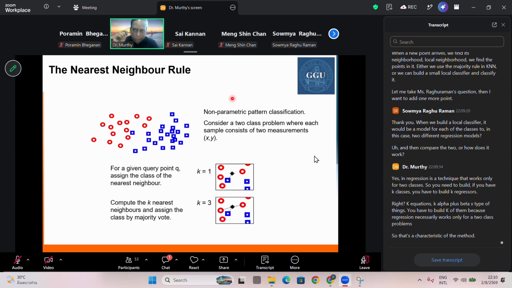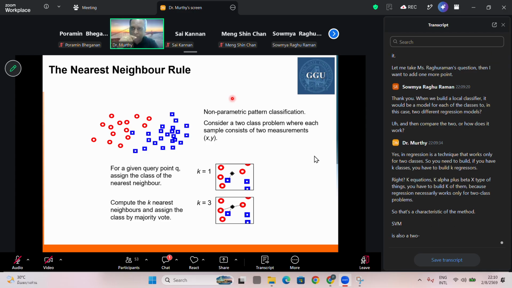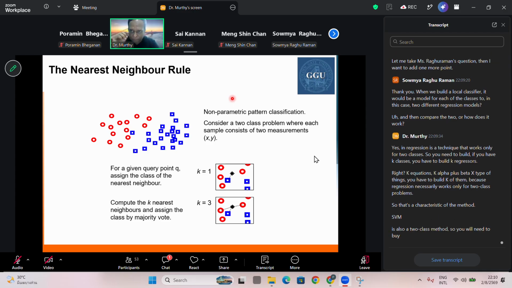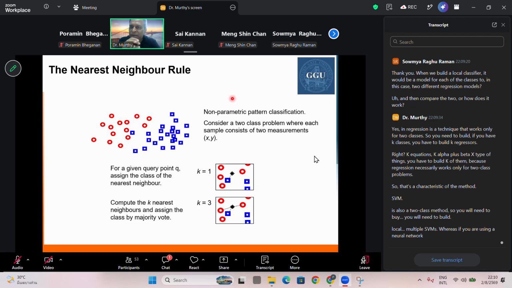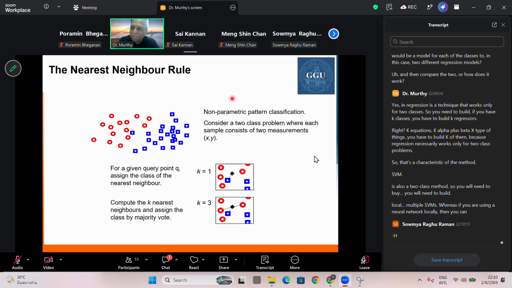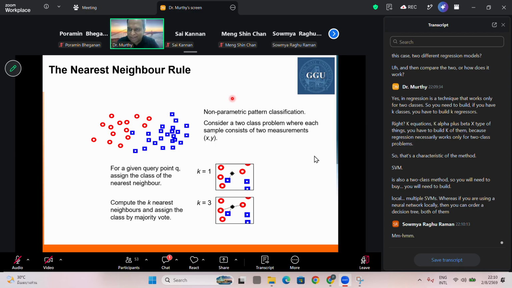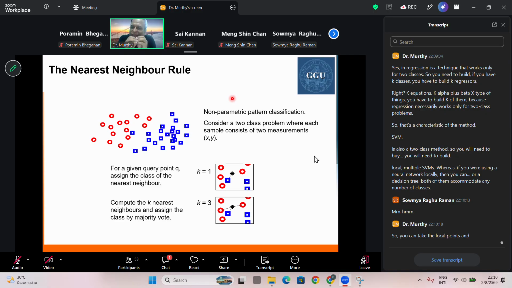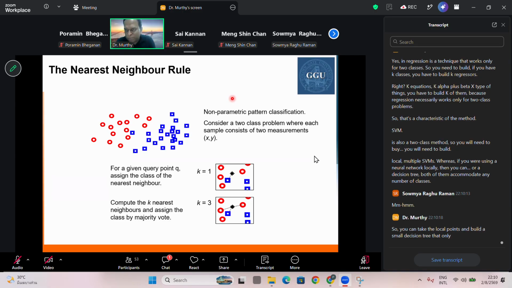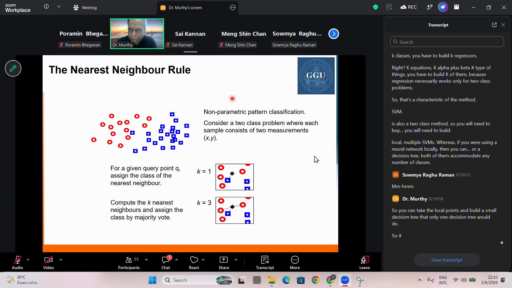SVM is also a two class method, so you will need to build local multiple SVMs. Whereas if you are using a neural network locally, or a decision tree, both of them accommodate any number of classes. So you can take the local points and build a small decision tree, and only one decision tree would do. So it depends on the technique. Right, right. Thank you.